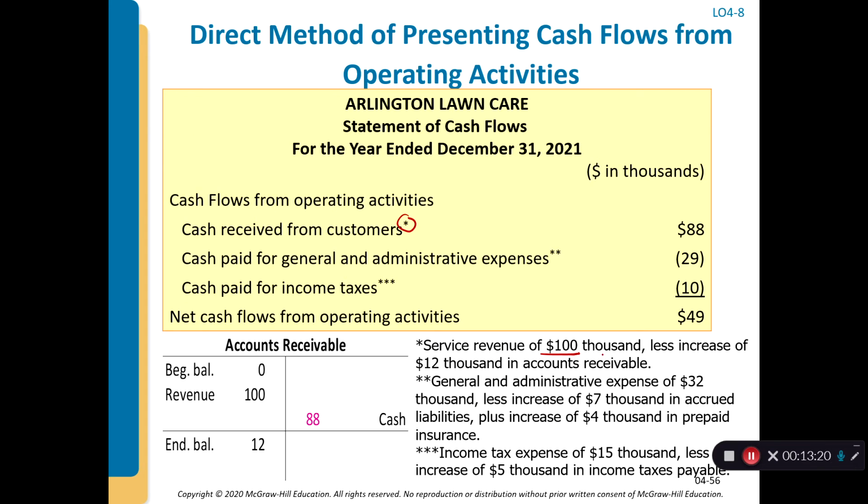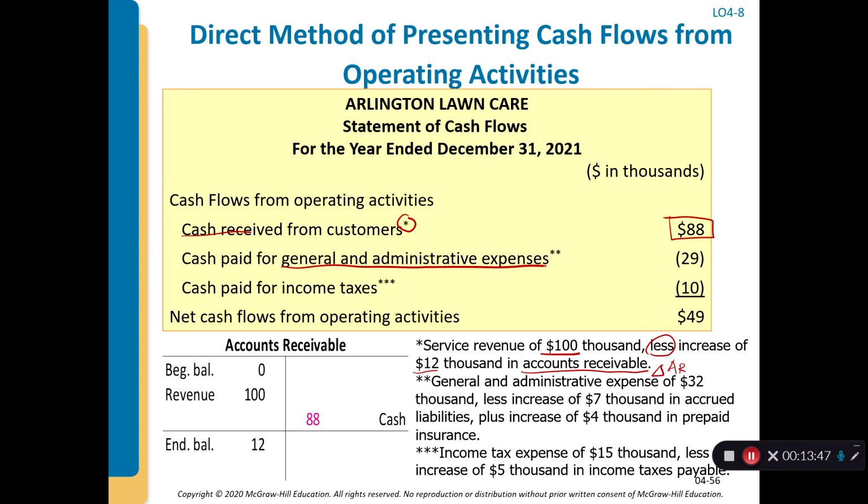Let's see here. Service revenue of 100,000 less the increase of $12,000 in accounts receivable. Why less that? Because the increase in accounts receivable means that of the $100,000, there's 12,000 not yet collected. So the real cash received from customers is only 88,000.